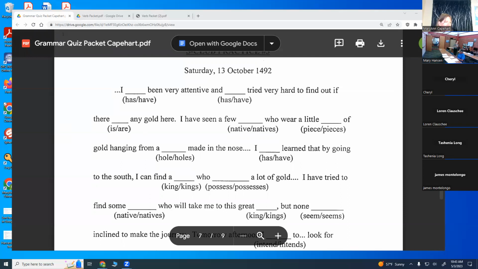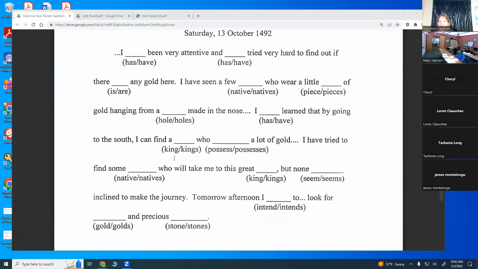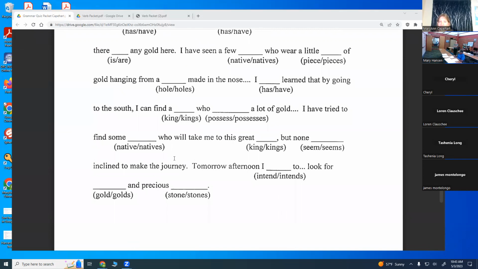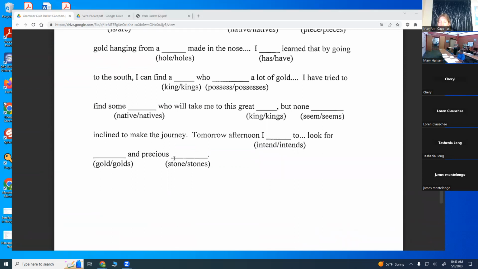I have learned that by going to the South, I can find a king who possesses a lot of gold. I have tried to find some natives who will take me to the strait, but none seem inclined to make the journey. Tomorrow afternoon, I intend to look for pearls and precious stones.